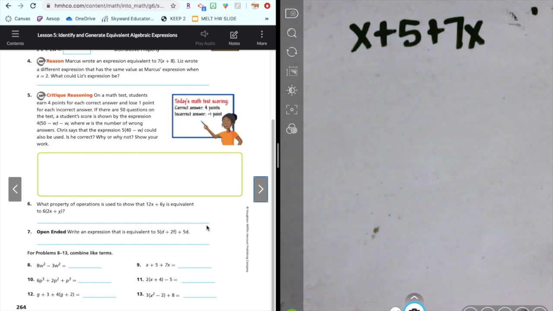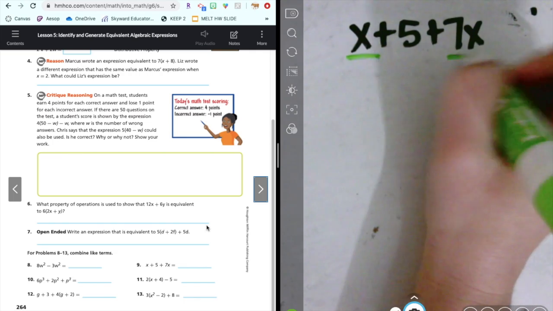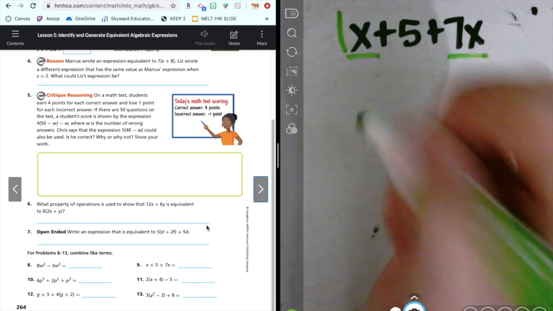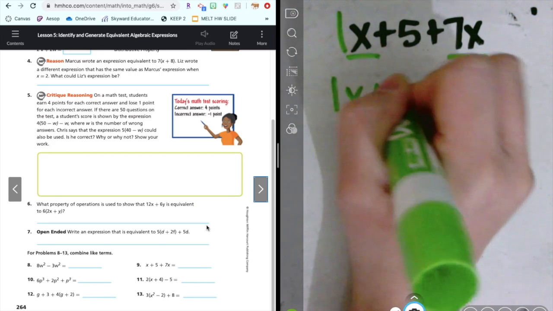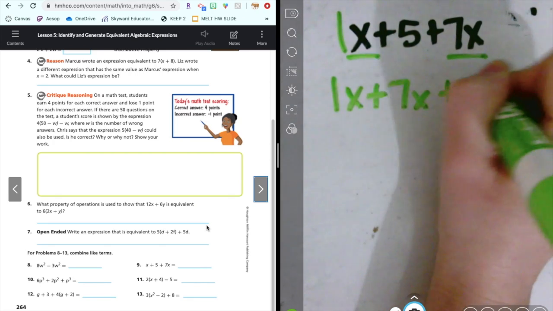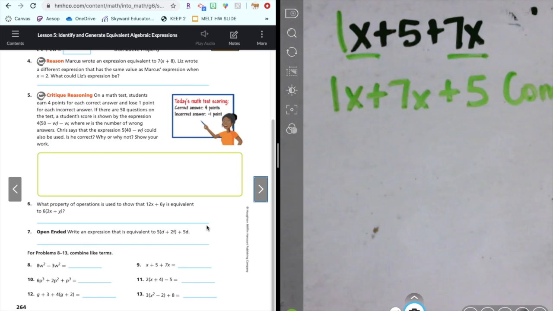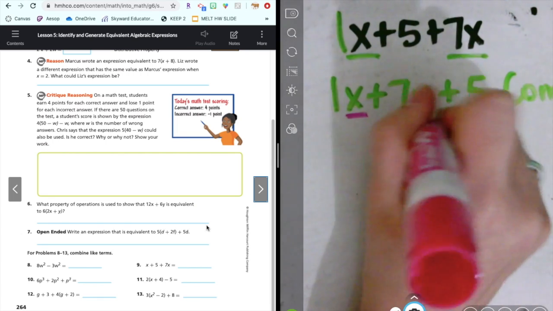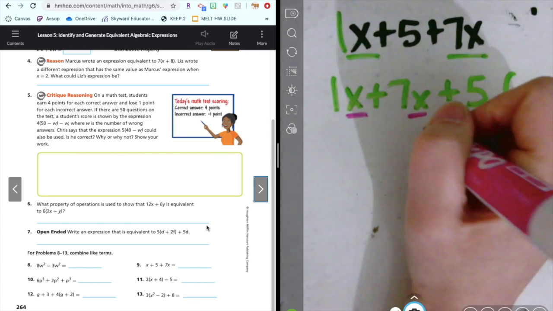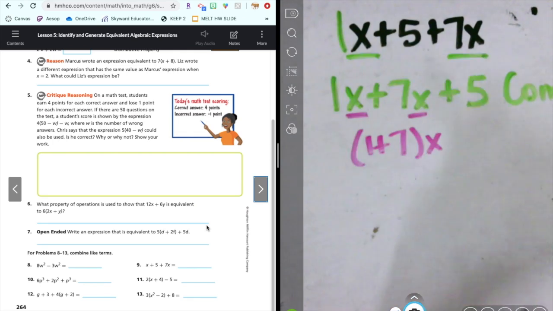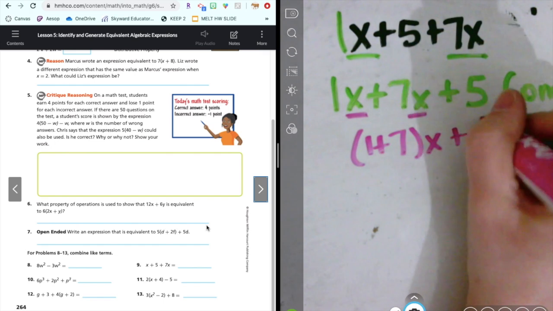Okay, so this is what I would do. I see x and 7x. So I'm going to move, and remember this has a 1 in front of it. I like the 1. So I'm going to do 1x plus 7x plus 5. When I rearrange it, I'm using the commutative property. Then I notice x and x. Wow. So I can use the distributive property and take the x out and put the coefficients in parentheses. Don't forget about your plus 5.